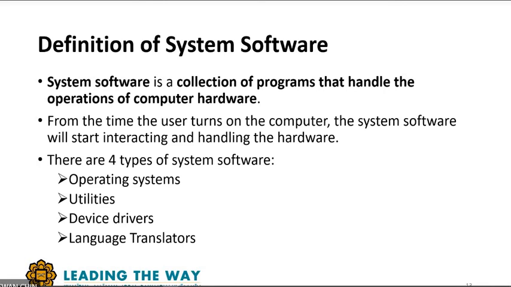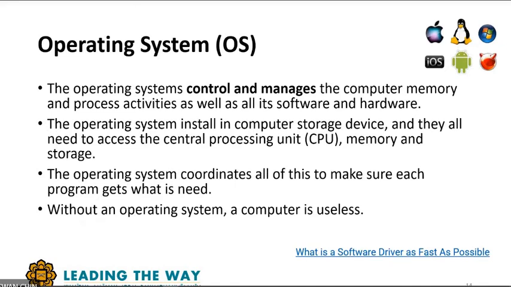So there are 4 types of system software. First one is the operating system, that we are talking about now. And the second one we have the utilities, device drivers, and also the language translator. So operating system is used to control and manage the computer memory. Memory refer kepada RAM lah. And process activity, as well as the software and the hardware. So software kita refer kepada application software, website, Instagram semua tu. Hardware maksudnya the components lah, electronic components for your devices.